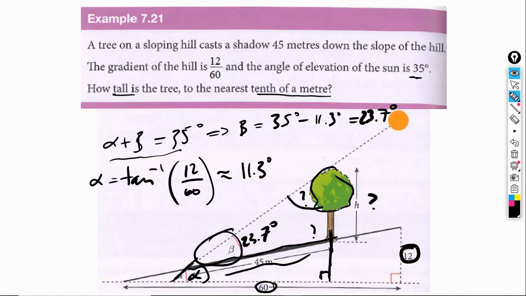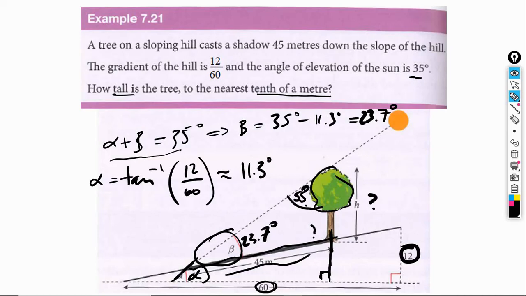Now, remember that they told us that alpha plus beta is 35 degrees. That implies that this must necessarily be 55 degrees. So this has to be 55 degrees, because 55 plus 35 is 90, right?